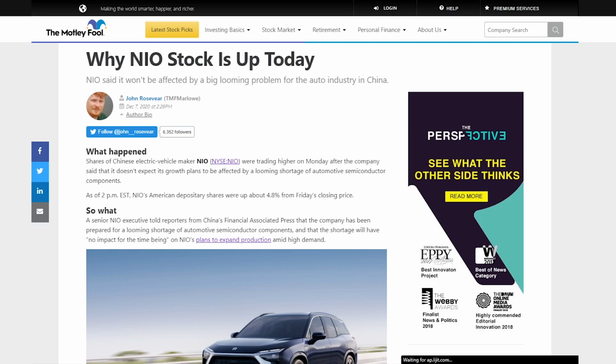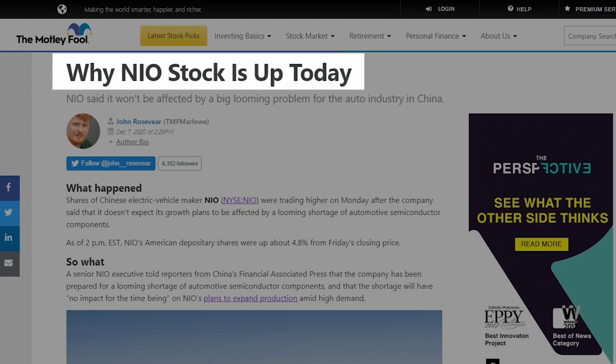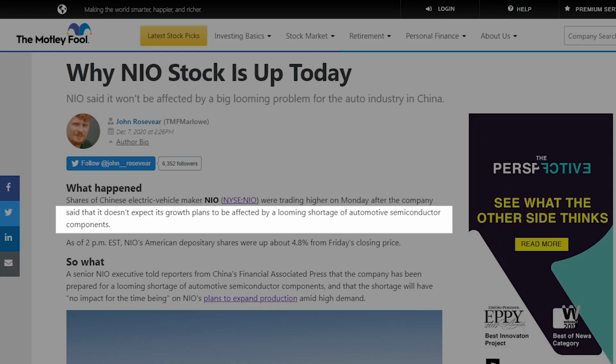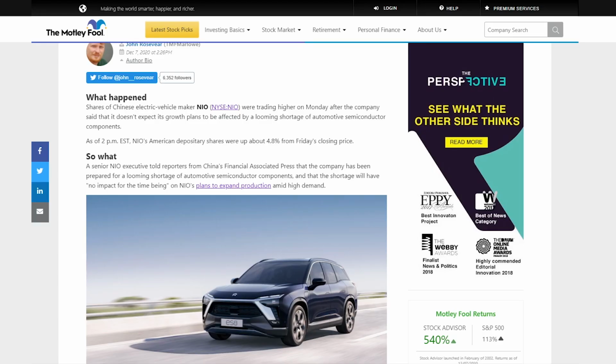So now getting into specifically why NIO went up today, it was mostly due to NIO saying that they don't expect their growth plans to be affected by the looming shortage of automotive semiconductor components. Personally, I don't know how this would affect them too much, but obviously investors must have seen something and thought that this was positive news for NIO, because we saw this was pretty bullish for NIO, and NIO obviously went up today because they were in the green.